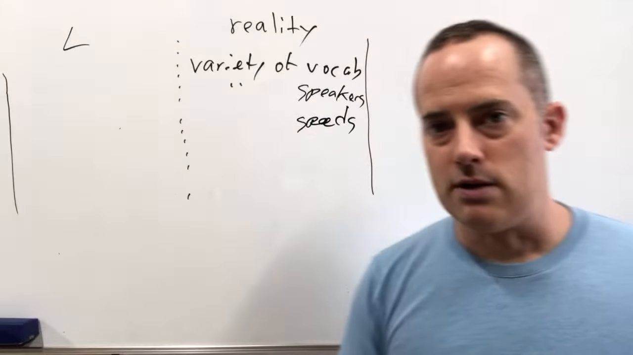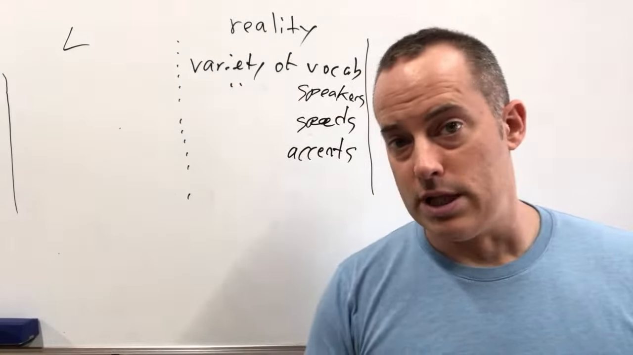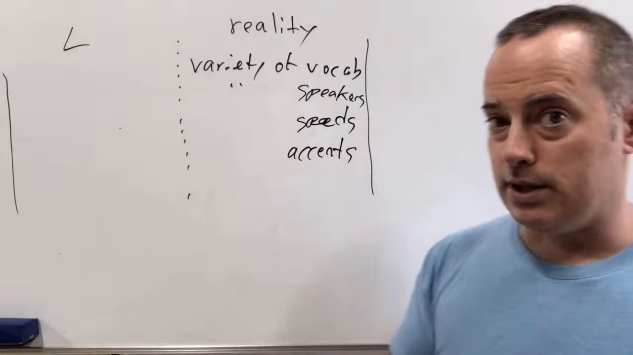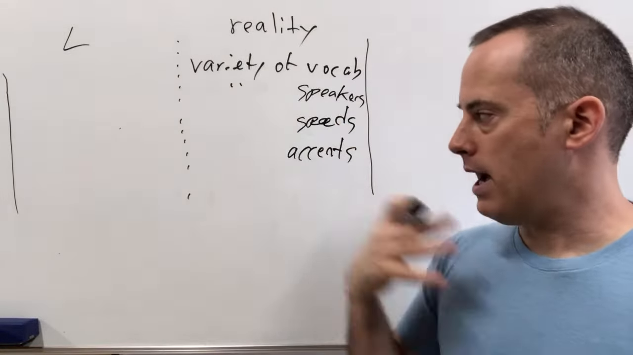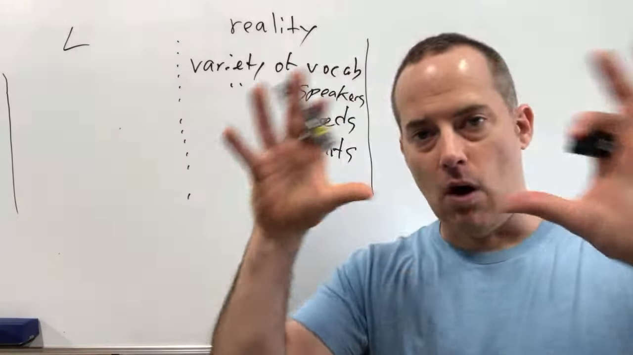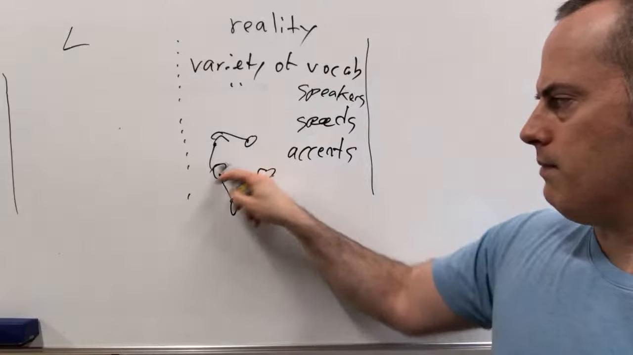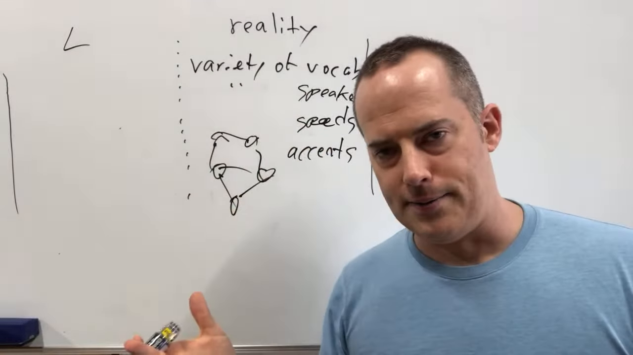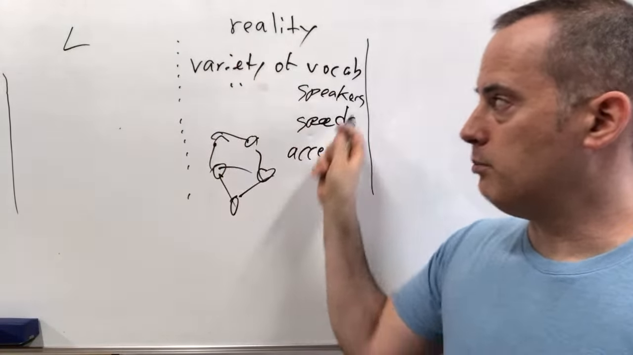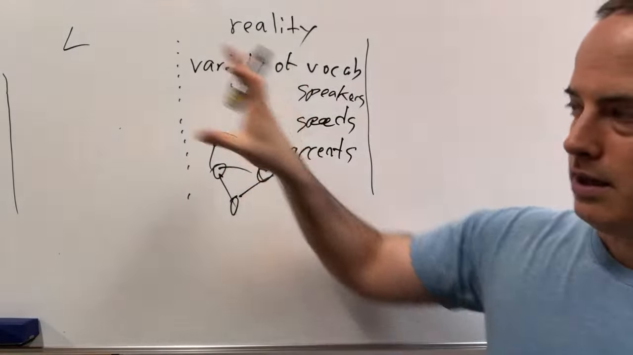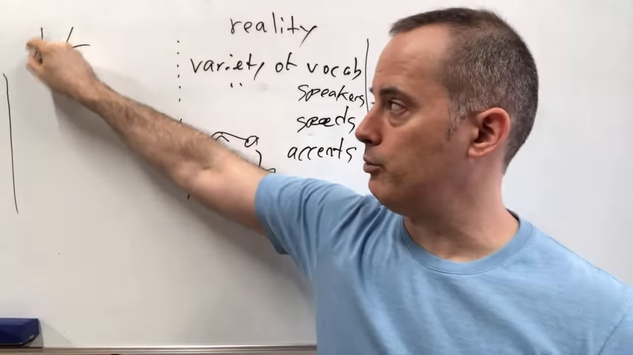Because we have different speakers, people will have different accents as well. So pronunciation could be a little bit different. Vocabulary can be different as well. So if we have a variety of vocab, a variety of speakers, a variety of speeds, a variety of accents, we have all of these different things. It looks like a massive network of all these different things that are connected. It kind of looks like a brain because we have all these different connections there. And if we want to be able to understand and speak like this, then the way we learn needs to mirror this, all right?